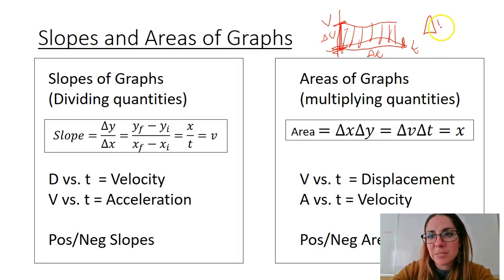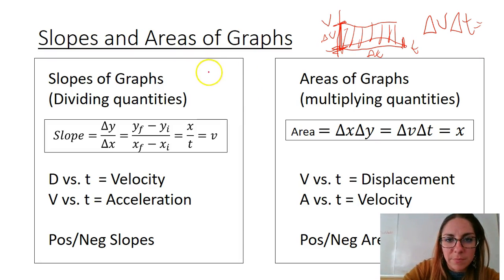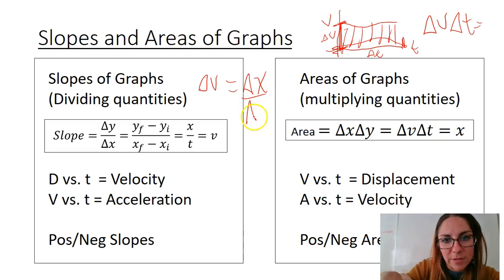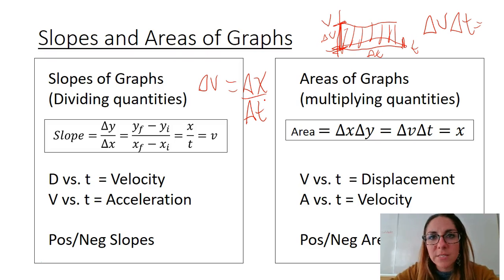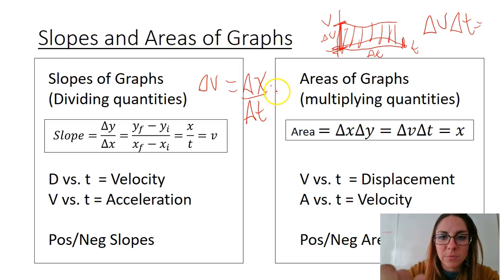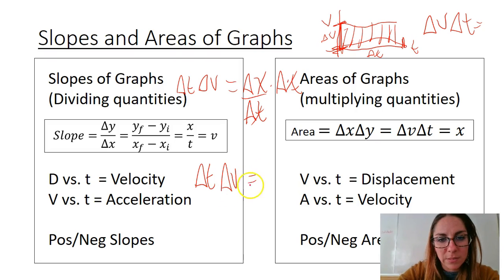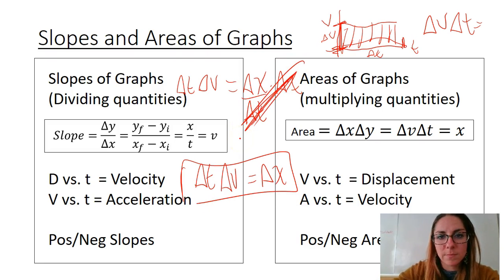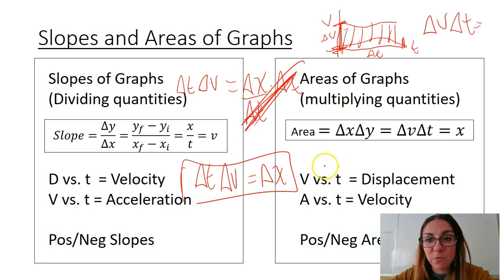But delta V times delta T equals, well, what? Well, excuse the mess here, but if you notice, delta V equals delta X divided by T. If I multiply both sides by T, I can get rid of that. And then I get delta T times delta V equals delta X, because these cancel. So in other words, if I have a velocity versus time graph, the area will give me the displacement.